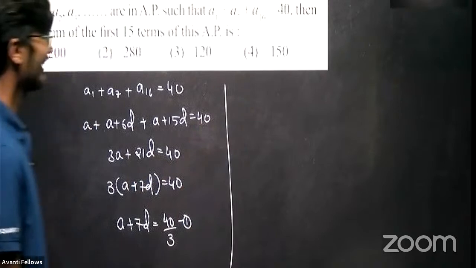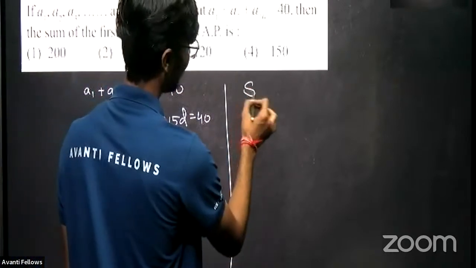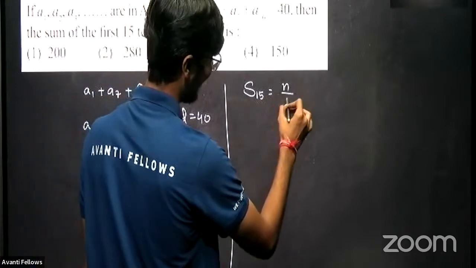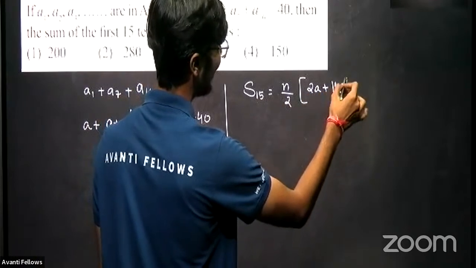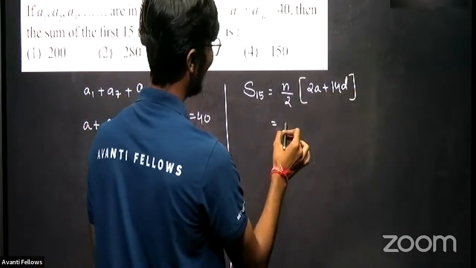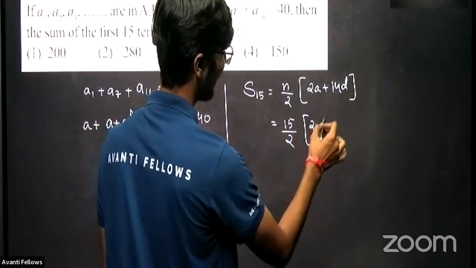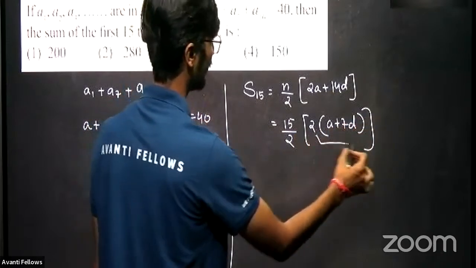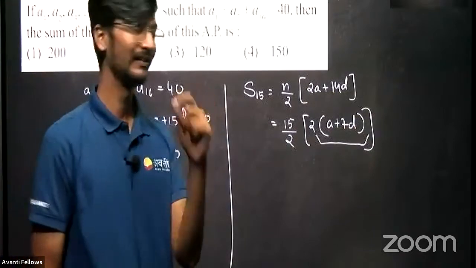Now what are they asking? They are asking the sum of the first 15 terms. That means they are asking S15. Do you remember S15? It is n by 2 into (2A + 14D). So n means 15 by 2 into, if I take 2 common, I'll get (A + 7D). And to your surprise, what is A + 7D? It is 40 upon 3.